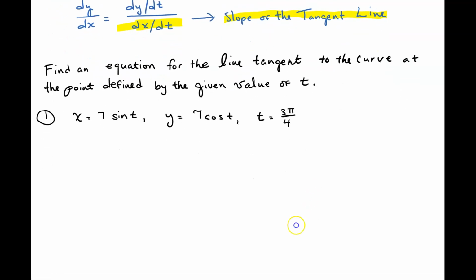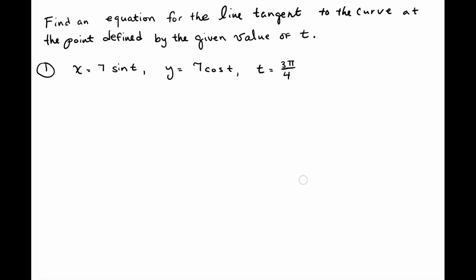So let's take a look at a couple of examples here. It says, find an equation for the line tangent to the curve at the point defined by the given value of t. So they do give us a t value, and we're going to use that to evaluate the derivative later on to find the slope of the tangent. But let's go ahead and figure out the derivative by using the formula. So let's go ahead and write that out.